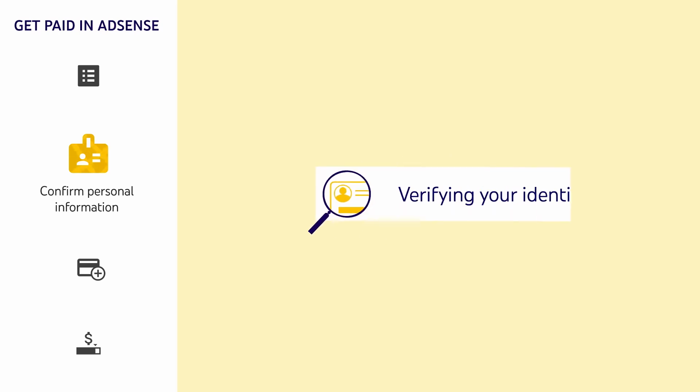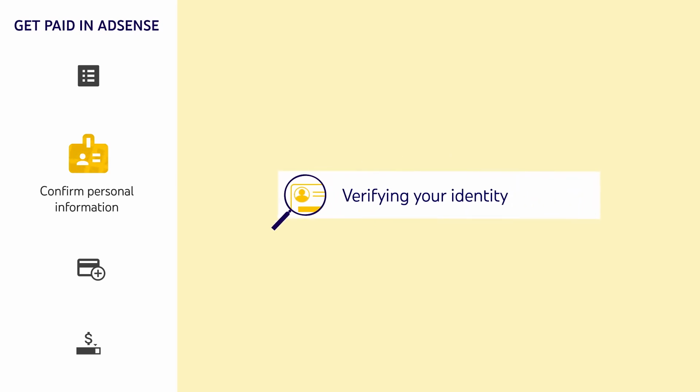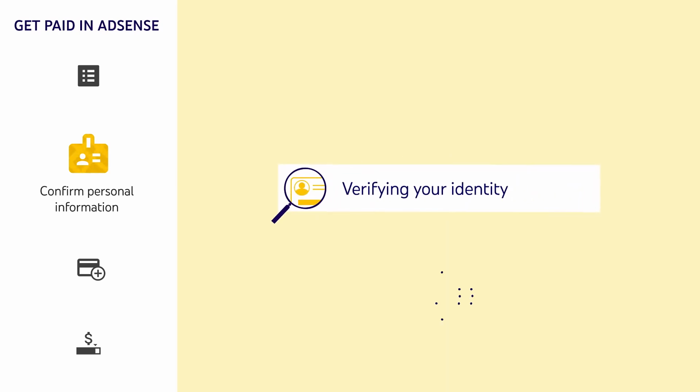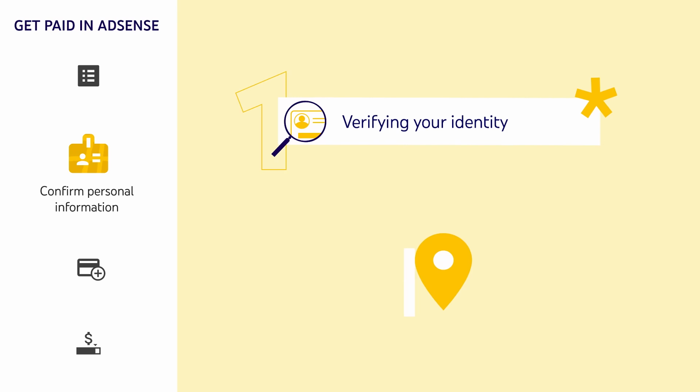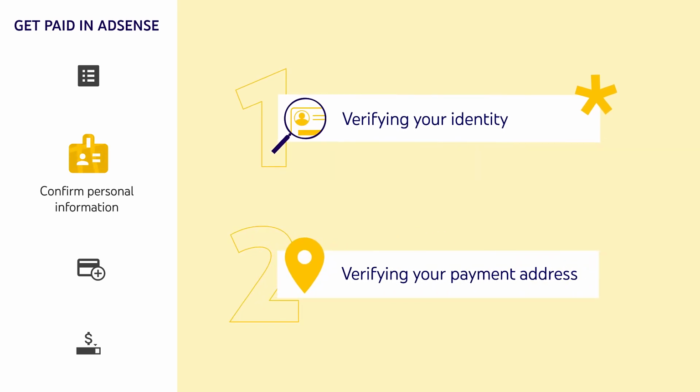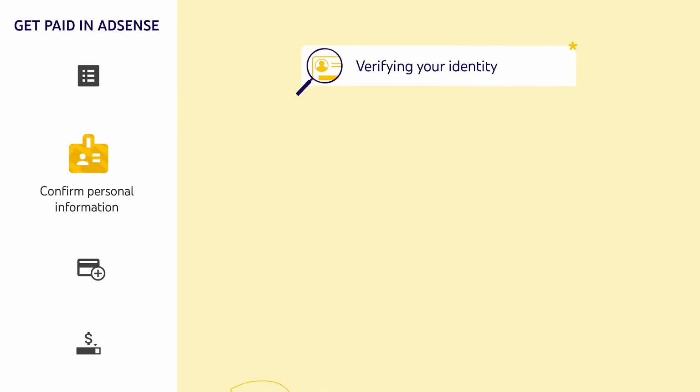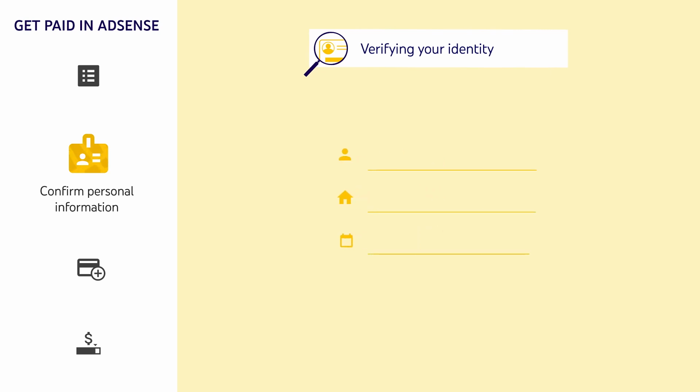Now let's talk about verifying your identity, the other potential step in confirming your personal information. Identity verification is only required in certain countries. But if you are required to complete identity verification, you'll need to do so before you can verify your payment address. You'll be asked to verify your identity using information like your name, address, or date of birth.